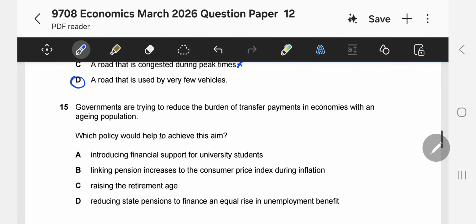Let's go to 15. Again, if you think I made any mistake, please tell me in the comment section. I'm just trying to use my economics mind as a teacher here. We'll compare it when the mark scheme comes out.